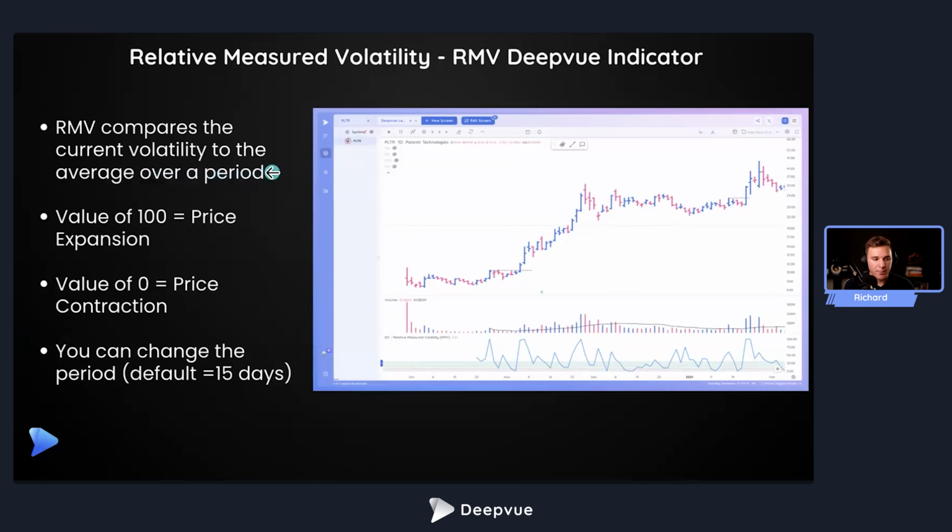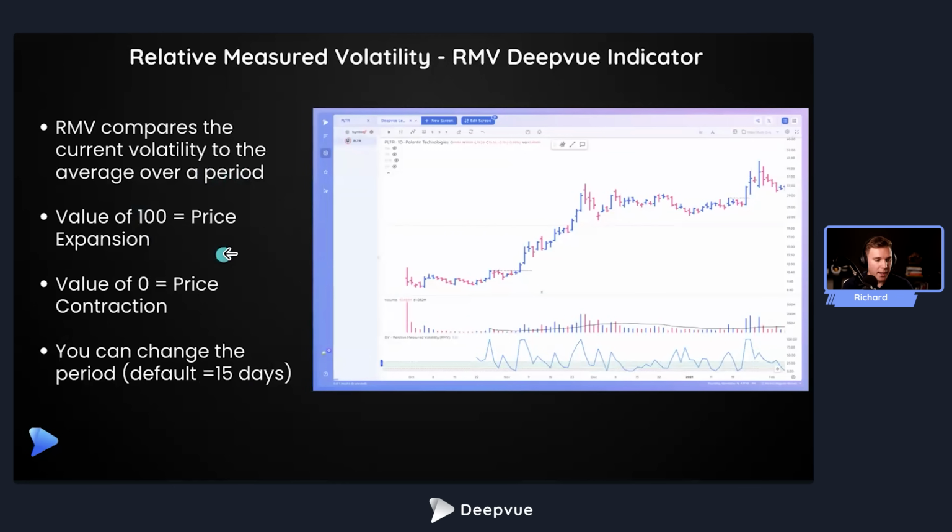And typically by default, we use a 15-day look back period, but you can set this to whatever you want in Deepvue. So you're basically comparing the current volatility to the average volatility of that look back period and seeing whether that current volatility is a lot higher than normal as we're seeing price expansion, or it's a lot tighter than normal where we're forming a tight area, a tight range, as we've been talking about.